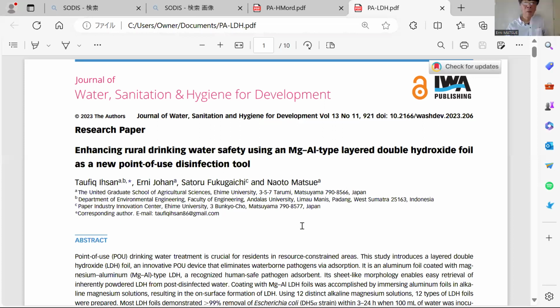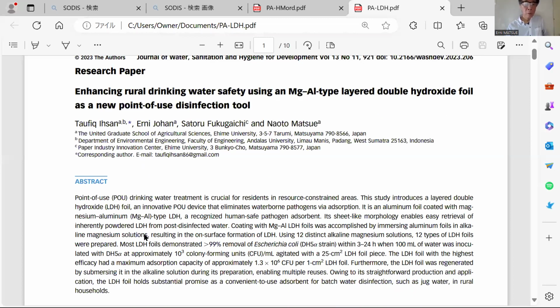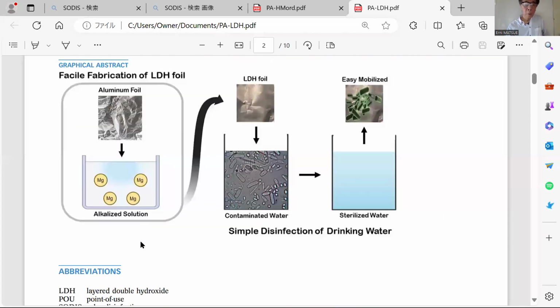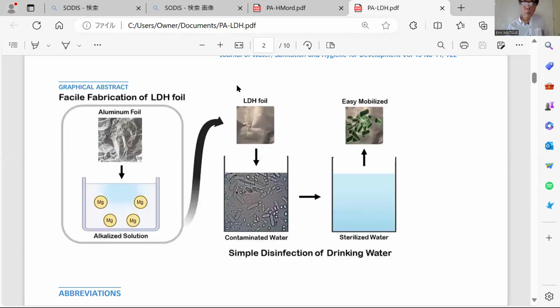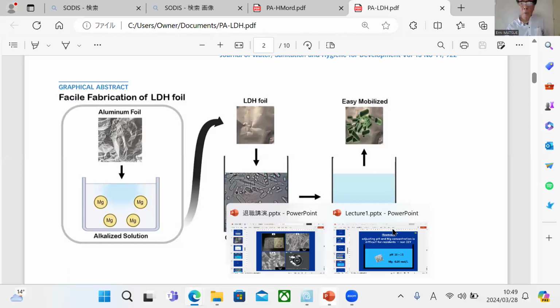And this is a graphical abstract. Aluminum foil in alkaline magnesium solution can obtain LDH foil, and putting LDH foil into water absorbs, then clean water is obtained. This is LDH foil.